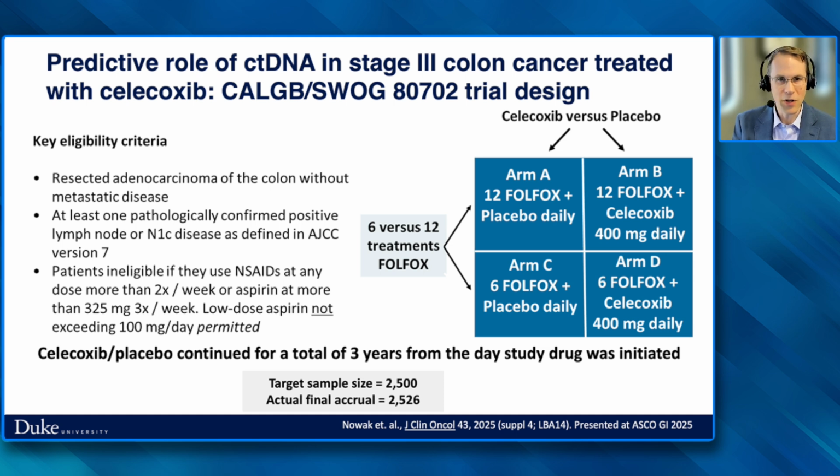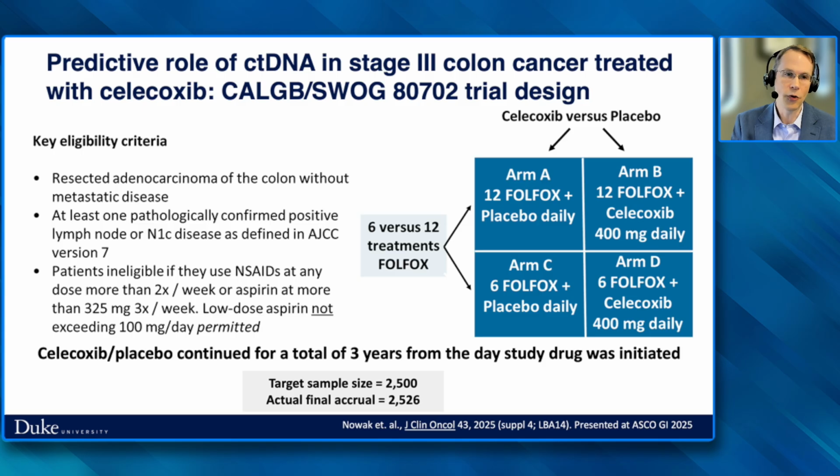Now, this was a post-hoc analysis from a large study. It enrolled 2,500 patients, mainly in the United States. All patients had stage 3 colon cancer, and they were randomized in a 2-by-2 fashion to either 6 cycles versus 12 cycles of FOLFOX, and celecoxib versus placebo.